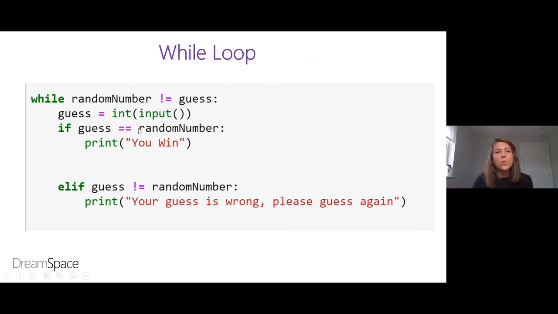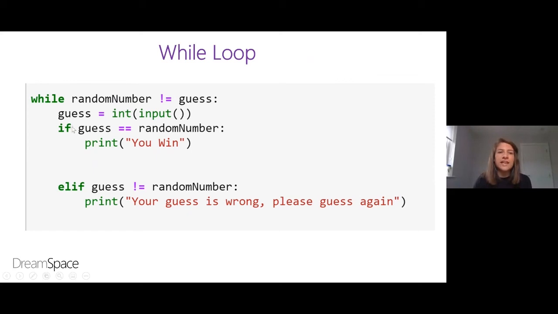So while random number is not equal to guess. What's going to happen is we're going to import random, like what we did last weekend for our home challenge this week. We're going to get it to pick a random number, and then we're going to get the user to guess. And we're saying, while the random number that was selected by the program is not equal to the guess, which is going to be from the user, then do this. So what's going to happen is the user inputs a guess, which we're happy with, so integer input.